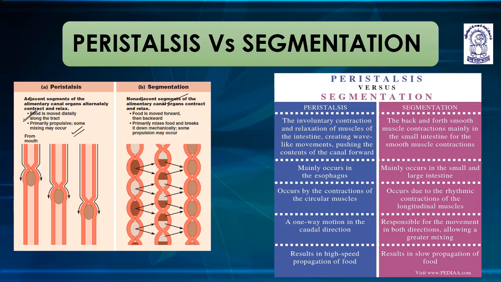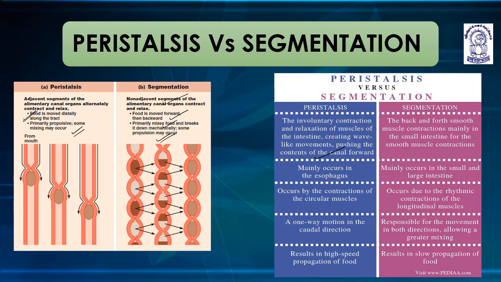In segmentation, non-adjacent segments of the alimentary canal organs contract and relax, but the adjacent ones don't. Food is moved forward and then backward. First it comes forward and then backward. It primarily mixes the food and breaks it down mechanically. Some propulsion may occur. Peristalsis is the involuntary contraction and relaxation of muscles of the intestine, creating wave-like movements, pushing the contents of the canal forward.